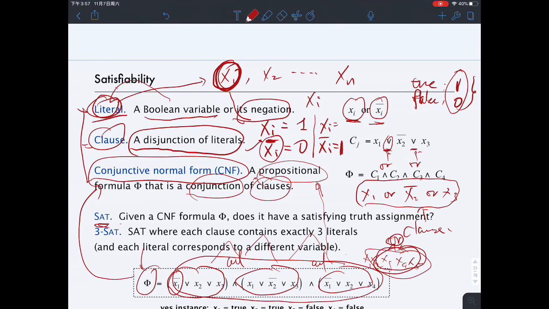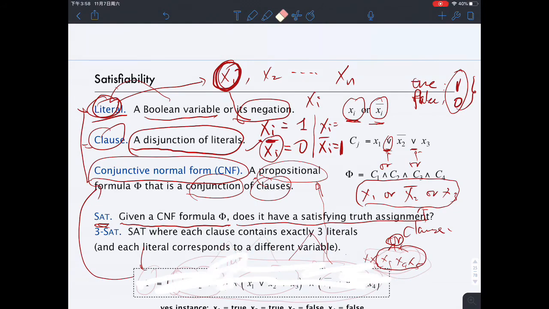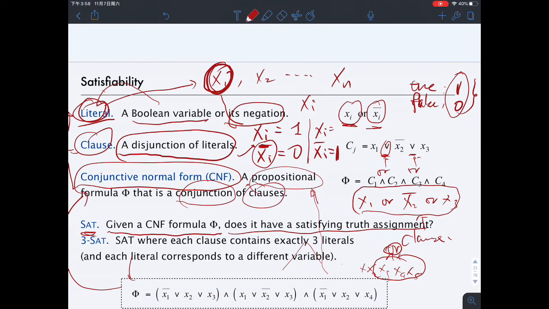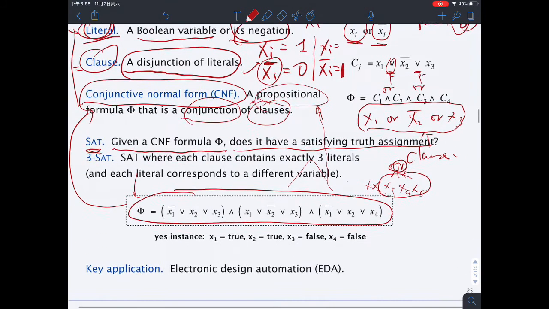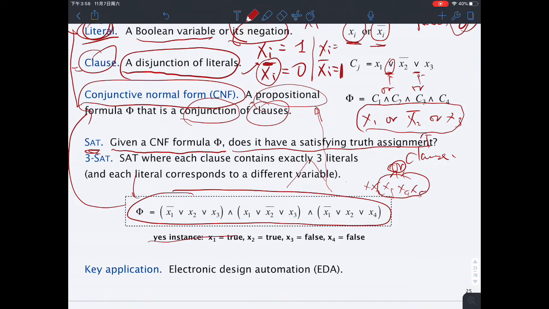The SAT problem basically means: given a CNF formula, does it have a satisfying true assignment? What does that mean? It means that if I give you the entire formula phi as an input, are we able to find x1, x2, x3, x4 such that this formula evaluates to true?